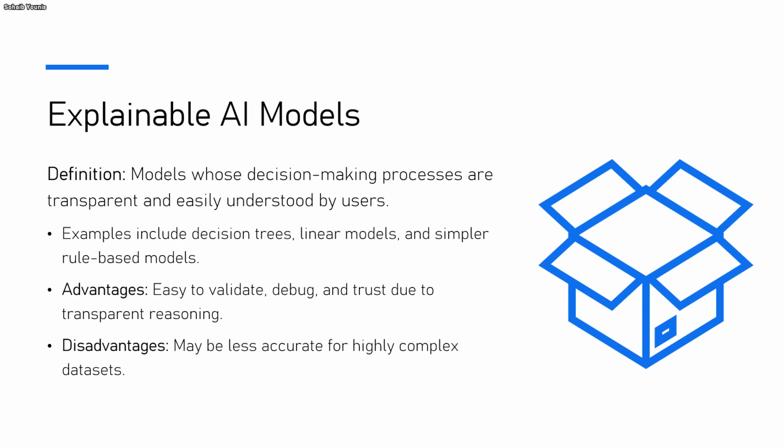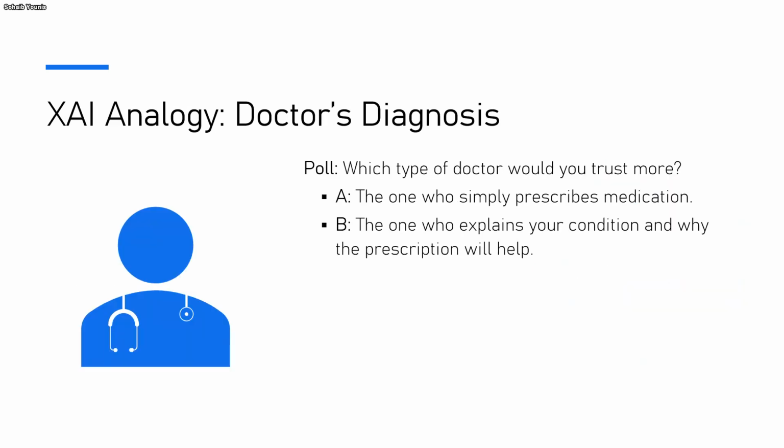So it also has some advantages and disadvantages. The advantage is that it's clear and easy to validate. You can trust it because it's transparent. But the disadvantages are most of the explainable AI models are small, so they are relatively less accurate than the complex or bigger models. So another poll. Ali, I will come back to your question maybe after this poll.